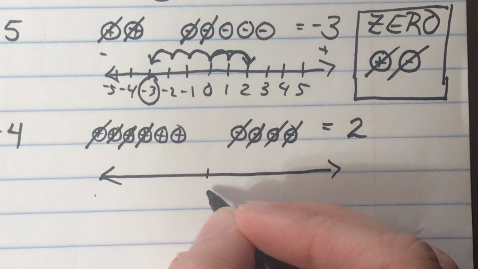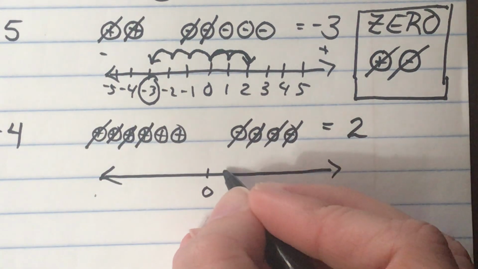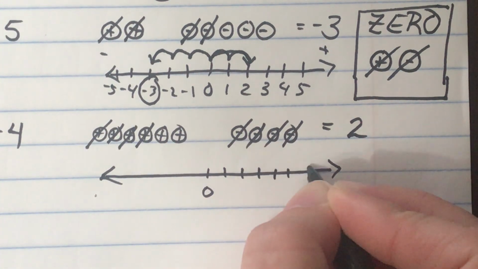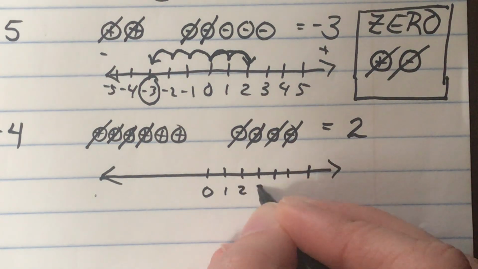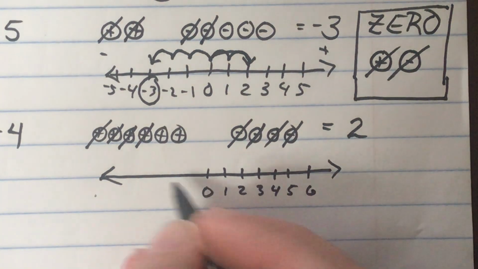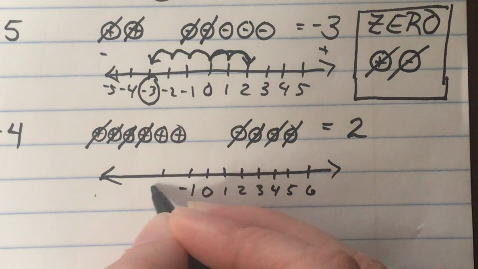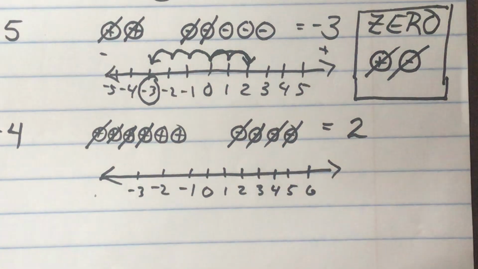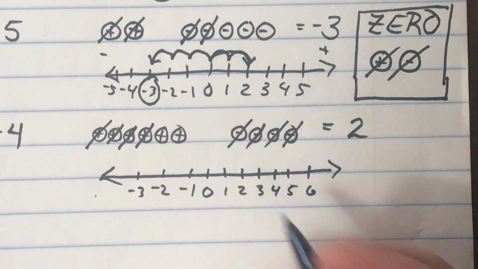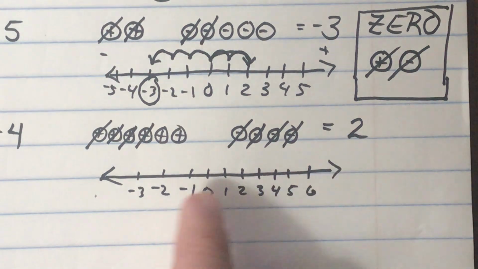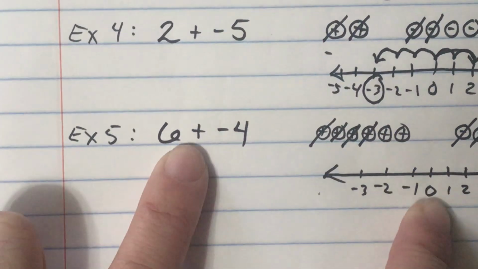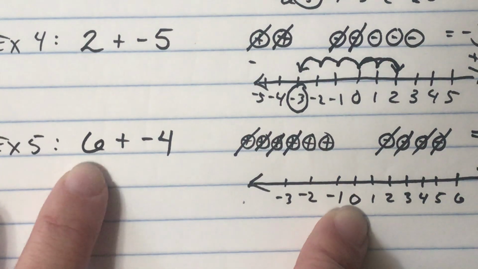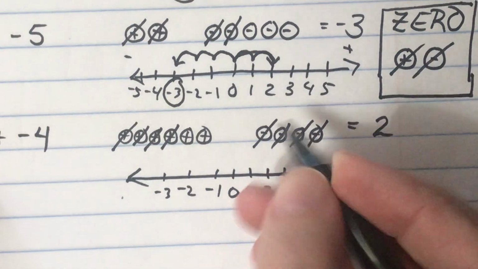All right, so let's mark 0. We need to go out to 6. So 1, 2, 3, 4, 5, 6. 1, 2, 3, 4, 5, 6. And then I'm going to mark -1, -2, -3. I don't think we'll even need to go that far, right? Because we're going to start at 0. The problem is 6 plus -4. So the first number I'm going to draw an arrow to is 6.